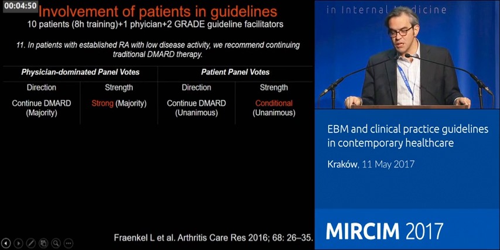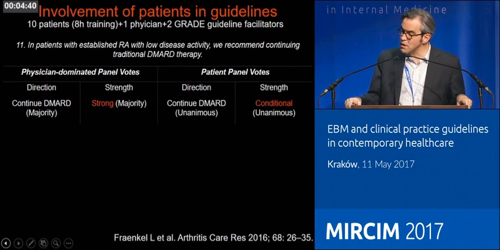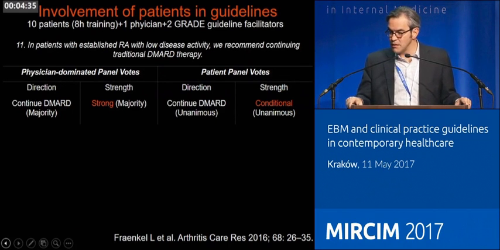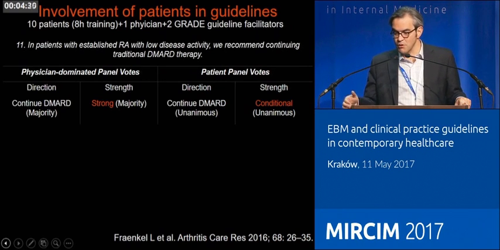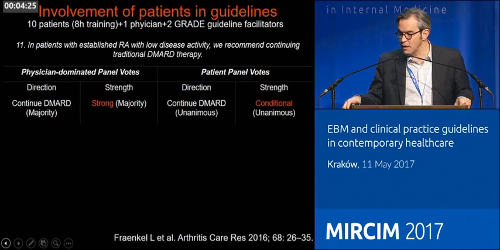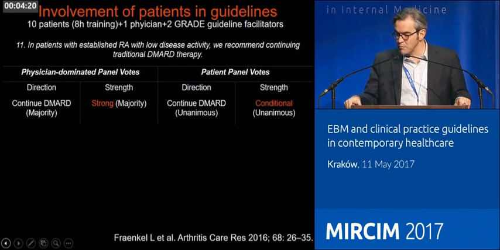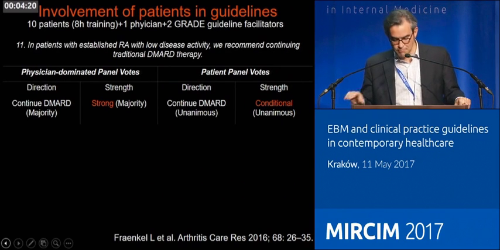And of the 16 recommendations, there were 2 in which there was a disagreement between the classic recommendations provided by a group of clinicians and the recommendations provided by the patient group. This is one of them. In patients with established rheumatoid arthritis with low disease activity, we recommend continuing with traditional disease-modifying therapy. The physicians felt that this should be a strong recommendation. In other words, everyone, regardless of their situation, should be continuing on this drug. And the patients thought that it should be conditional.